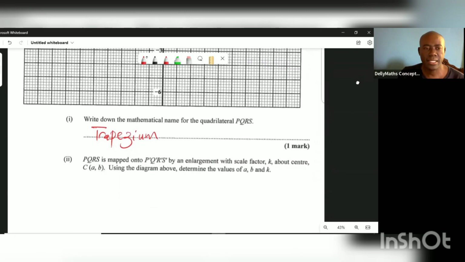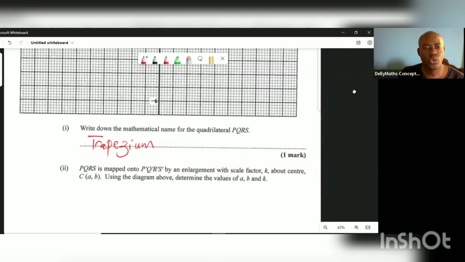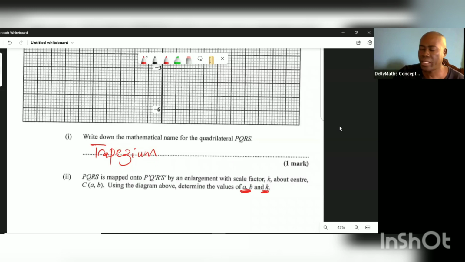The next question says PQRS is mapped onto P prime, Q prime, R prime, S prime by an enlargement with a scale factor K about the center C, which is (A, B). Using the diagram above, determine the values of A and B, where A and B are going to be the center of the enlargement, and then K is the scale factor. So let's find it quickly. We could just find the center of the enlargement quickly using a method.